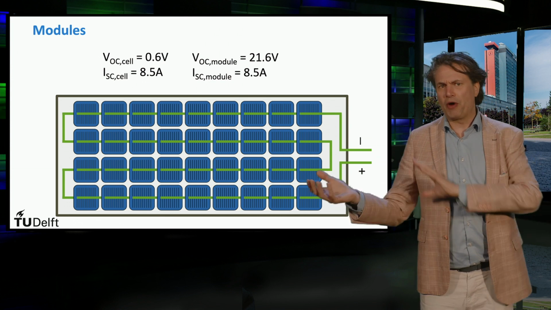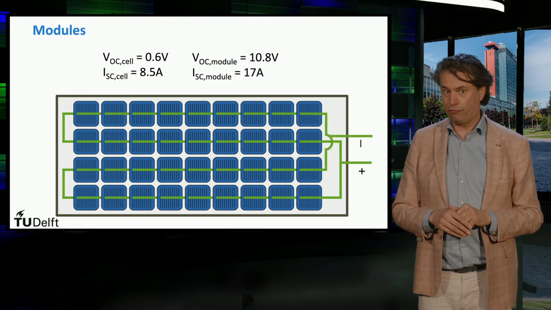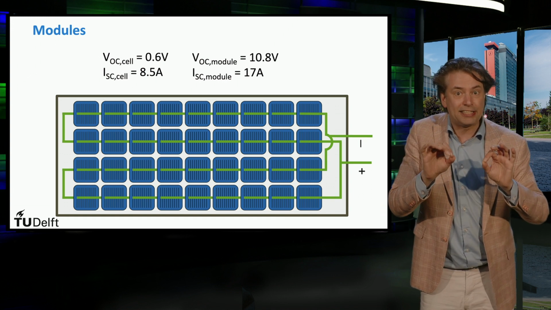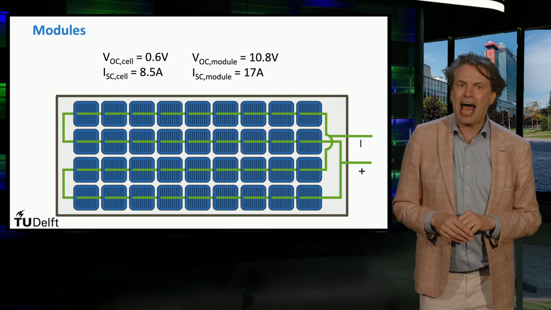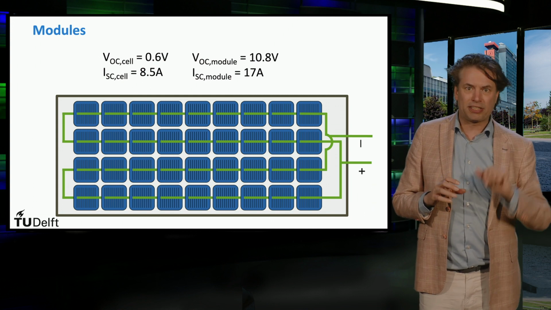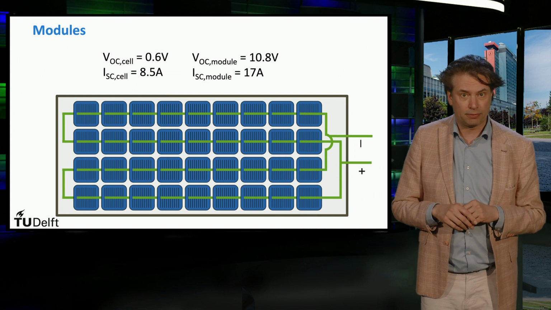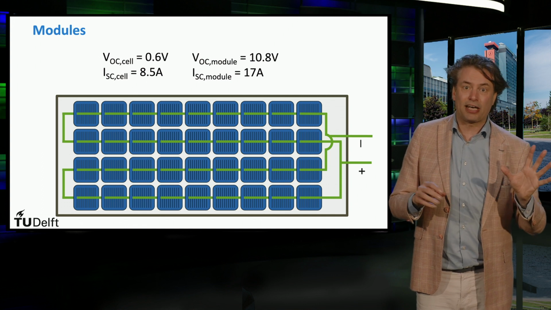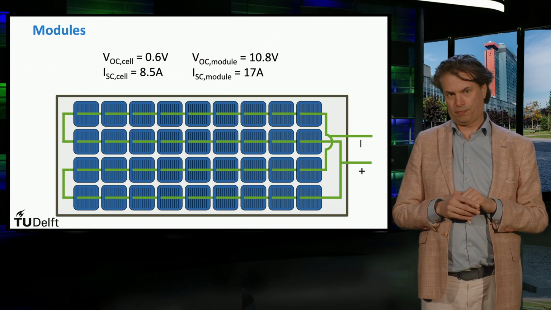If you would rearrange the interconnection of this module, we can get a different current and voltage output. If we connect 2 strings of 18 series connected solar cells in parallel, we would get a short circuit current of 2 times that of a single solar cell, which is 17 amps. The open circuit voltage would be 18 times that of a single solar cell, which is 10.8 volts.